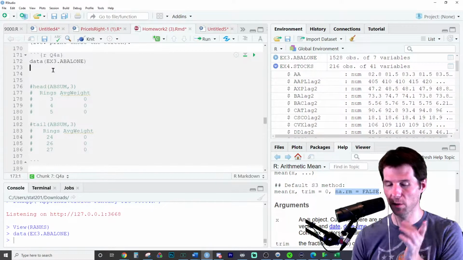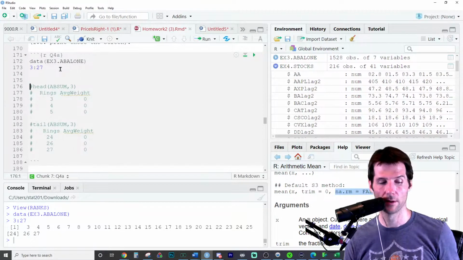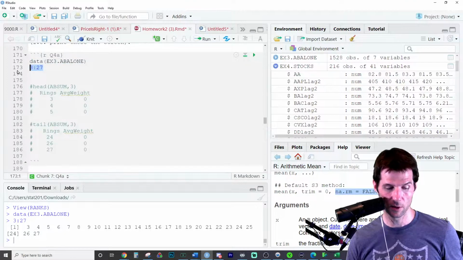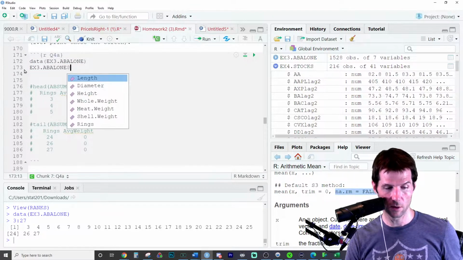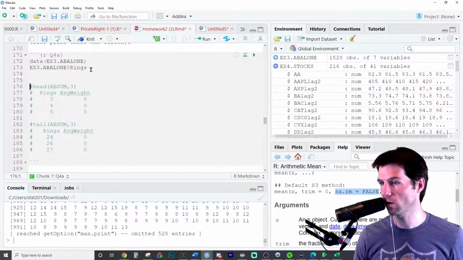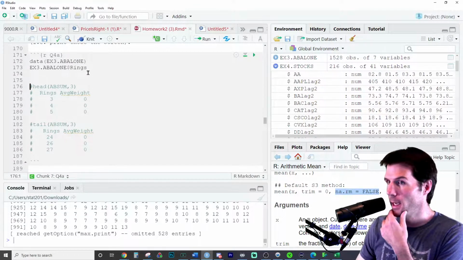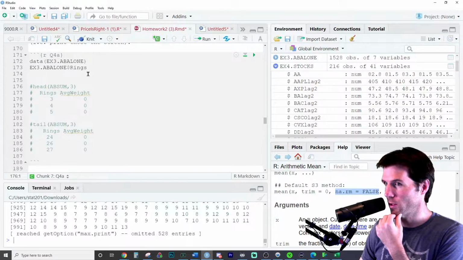You might be like, well, that is just a vector 3 through 27. It's not quite. Let's go to the EX3 abalone dataset. Let's go to the rings. Take a look. You might think all those numbers are there, but I don't know. How can we find out the unique values of it?